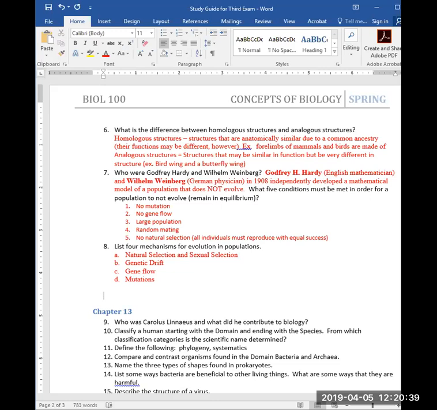Now there's a bottleneck effect. There's usually, like I just mentioned, an event that happens, and it's random and due to chance. And then there's something where organisms leave the population, and that's kind of random too.